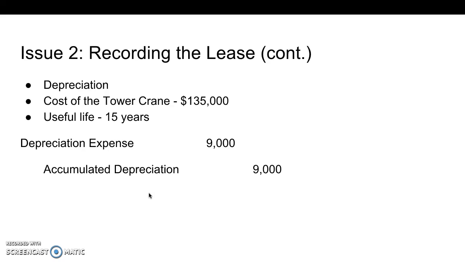Using the straight line depreciation method, we use the cost of the tower crane from Garrison, which is $135,000, and the useful lifetime of 15 years. When we divide $135,000 by 15, we end up with $9,000. And this is what we will use to record a debit of depreciation expense and credit accumulated depreciation for the next 15 years of the tower crane's useful life.